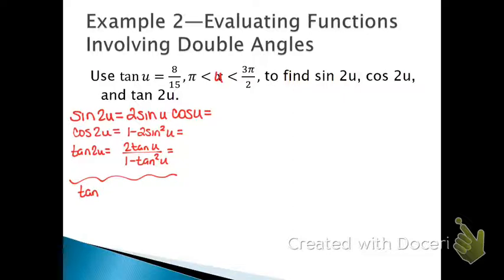So I know tangent of u is 8 over 15. And we're in what quadrant? It tells me I'm between pi and 3 pi over 2. What quadrant is that? It's quadrant 3. What do we know in quadrant 3? Tangent's positive and all the others are negative except cotangent, right? Tangent is reciprocal or positive. All right. So if I think about x, y, and r, what does that tell me about x and y?